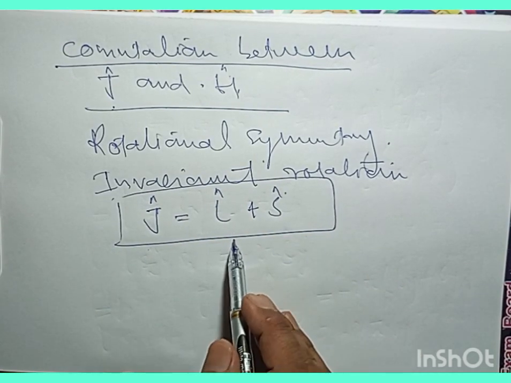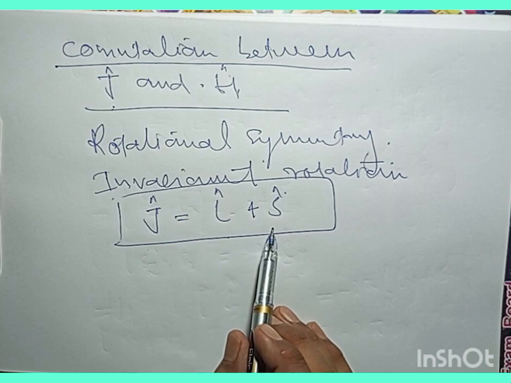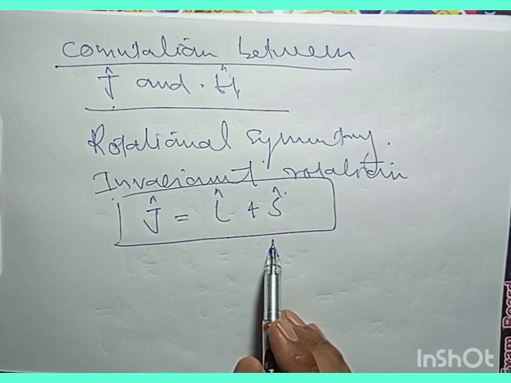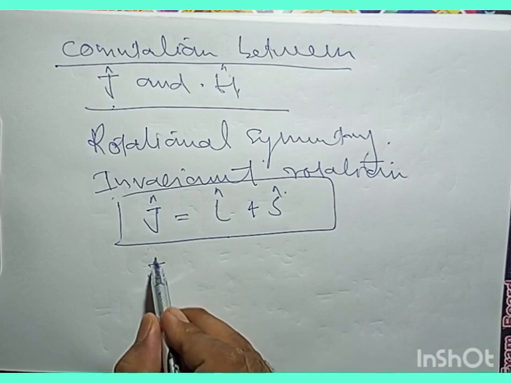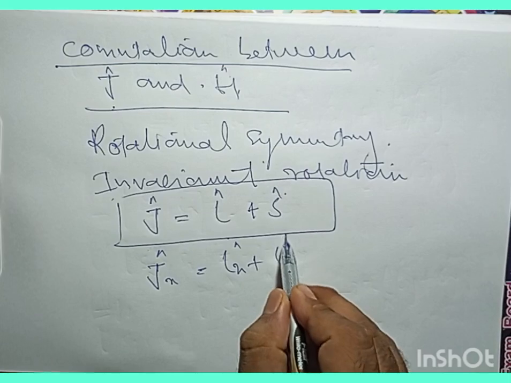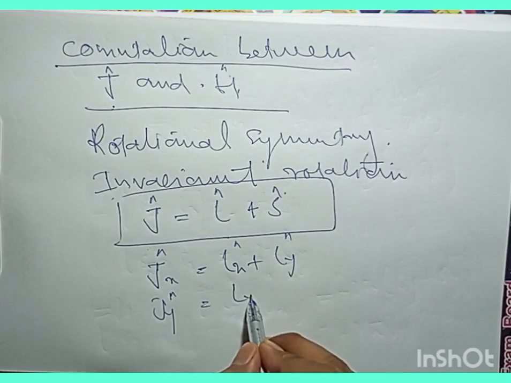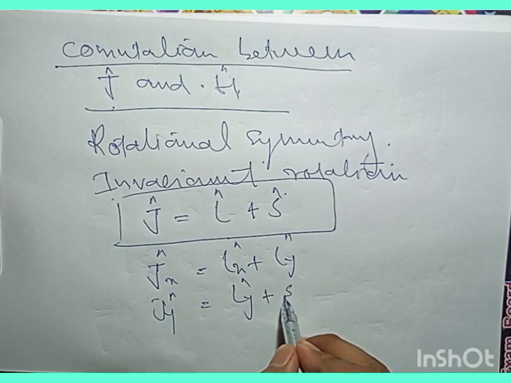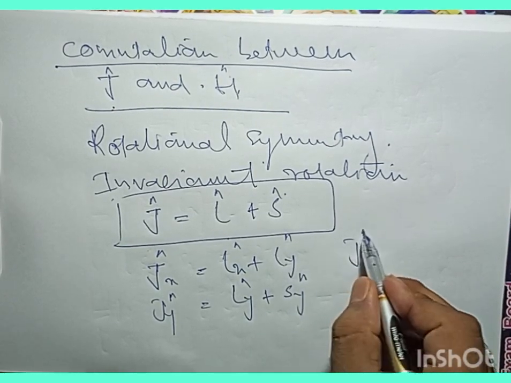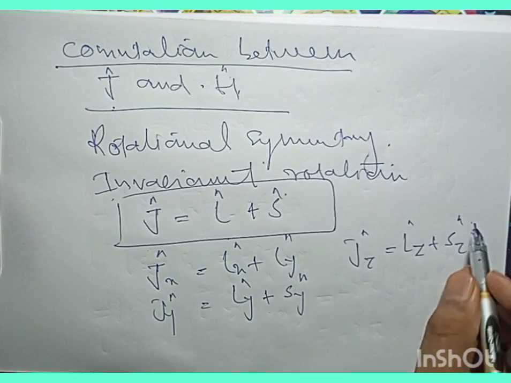This L is the orbital angular momentum operator, and this S cap is the spin angular momentum operator. And the components of this J are, if I write down Jx cap, that's going to be Lx cap plus Sx cap. Jy cap is Ly cap plus Sy cap. And then Jz cap is Lz cap plus Sz cap.